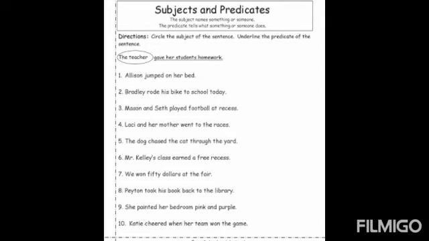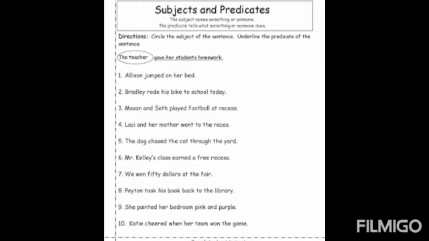Lucky and her mother went to the races. So Lucky and her mother is the subject and what they did, they went to the races. So went to the races is a predicate. The dog chased the cat through the yard. Over here the dog is basically the subject and what the dog did, the dog chased the cat through the yard. So chased the cat through the yard is the predicate because it is telling about the dog.